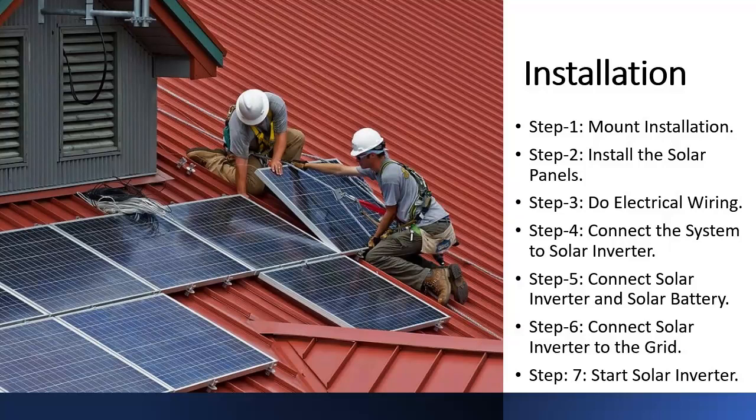How to install a solar PV system involves the following steps. Step 1. Mount installation. Step 2. Install the solar panels. Step 3. Do electrical wiring. Step 4. Connect the system to the solar inverter. Step 5. Connect the solar inverter and solar battery. Step 6. Connect the solar inverter to the grid. Step 7. Start the solar inverter.